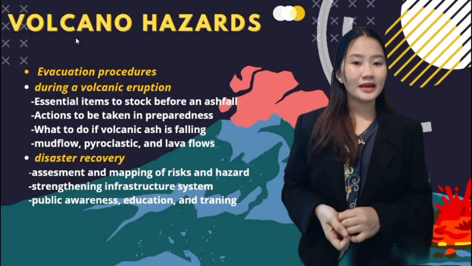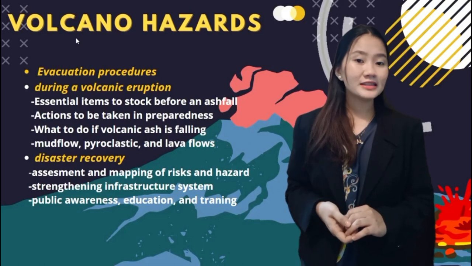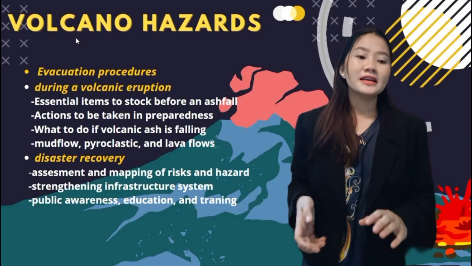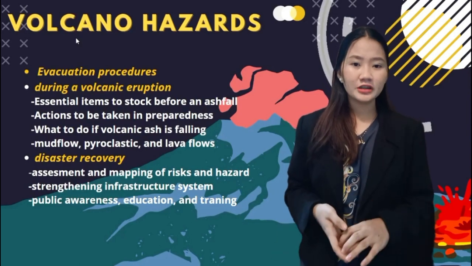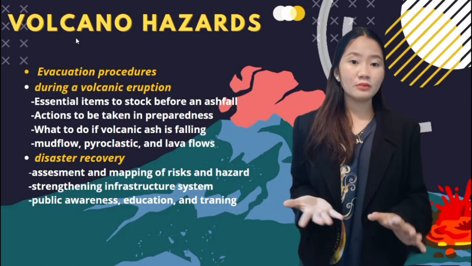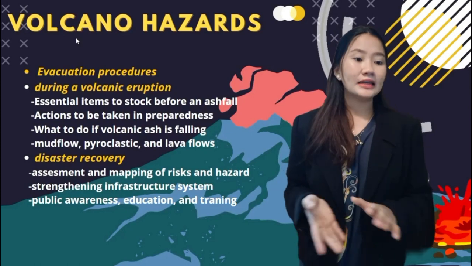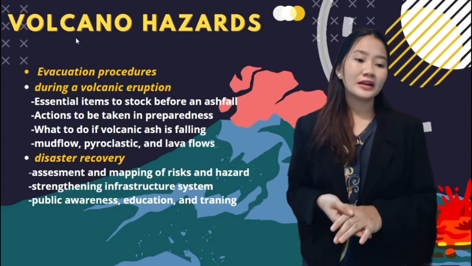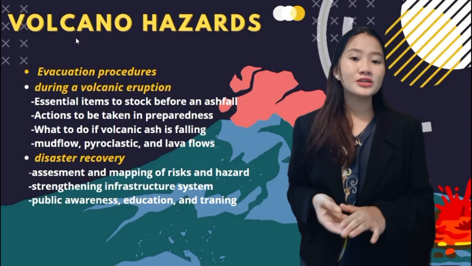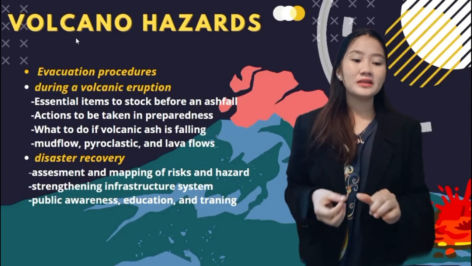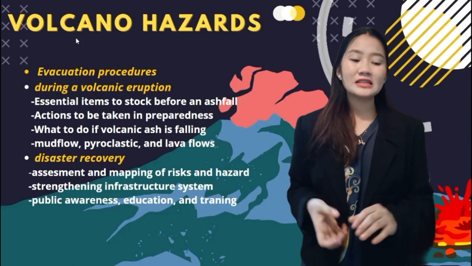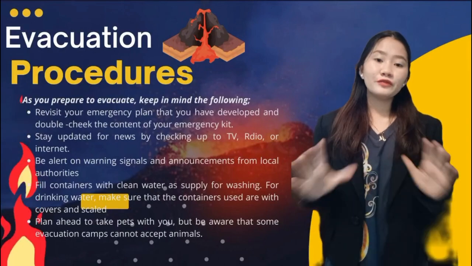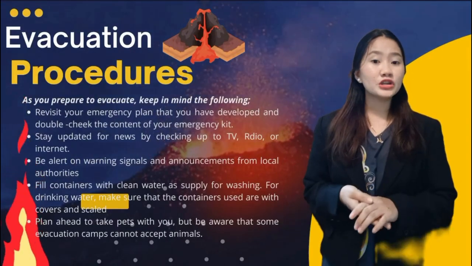Good afternoon, everyone. I am Mika Aguera, grade 12 STEM from the Crimson Heights. In today's video, I am going to discuss first, evacuation procedures; second, during a volcanic eruption, followed by essential items to stack before an ash fall, actions to be taken in preparedness, and what to do if volcanic ash is falling, mud flow, pyroclastic, and lava flows. And third is disaster recovery, followed by assessment and mapping of risk hazard, strengthening infrastructure systems, public awareness, education, and training. So the first topic that I will discuss is the evacuation procedure.